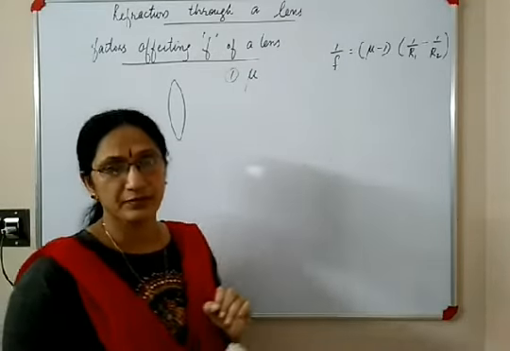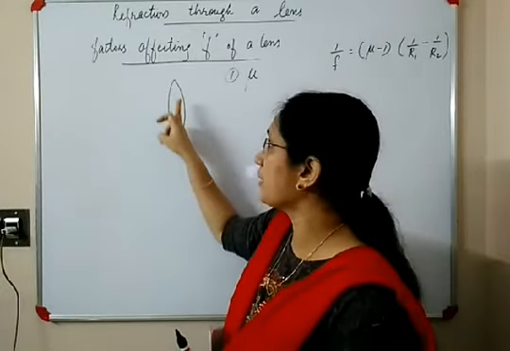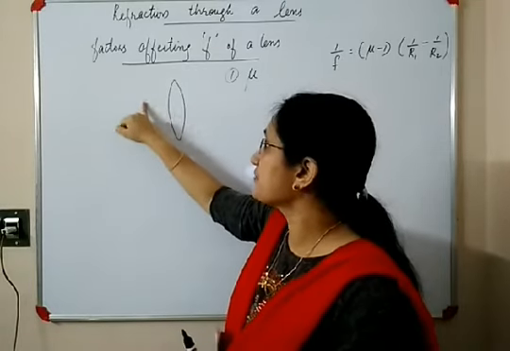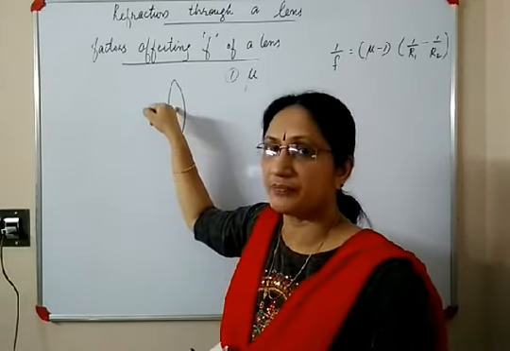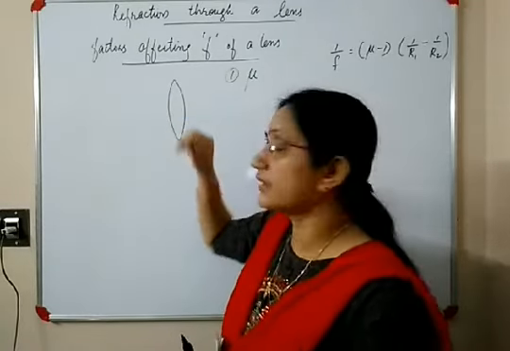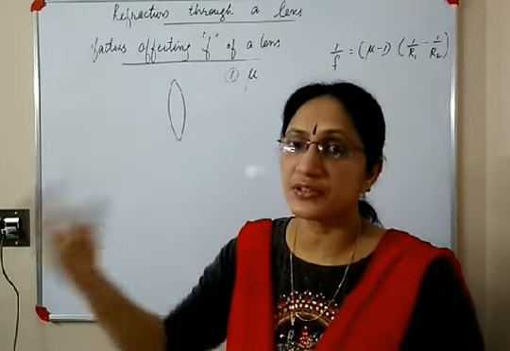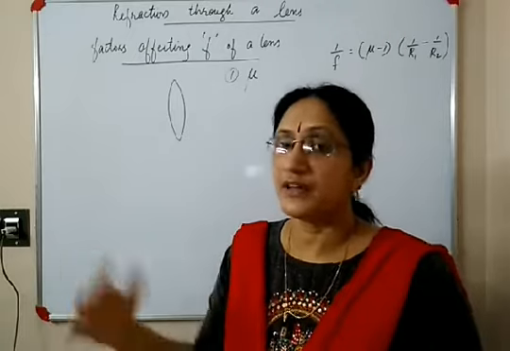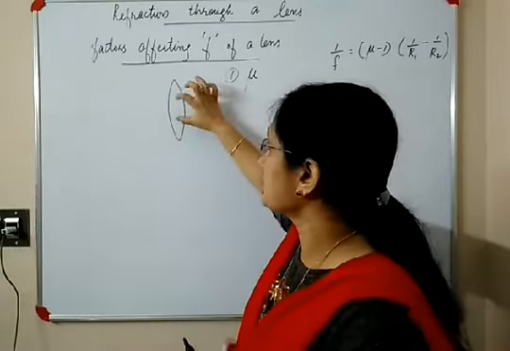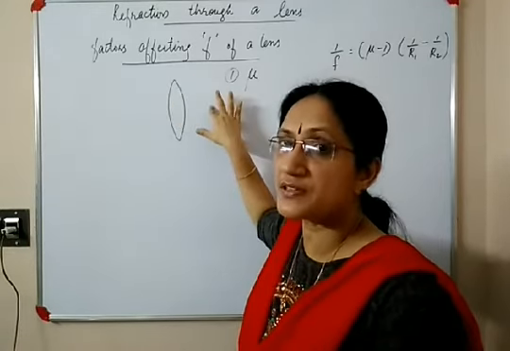Remember the formula for refractive index? It is equal to the speed of light in the first medium upon the speed of light in the second medium. In the first example, air is the first medium and glass is the second medium. In the second case, water is the first medium and glass is the second medium. So the refractive index of glass is different with air and water as the surrounding medium, and it is high when the surrounding medium is air.